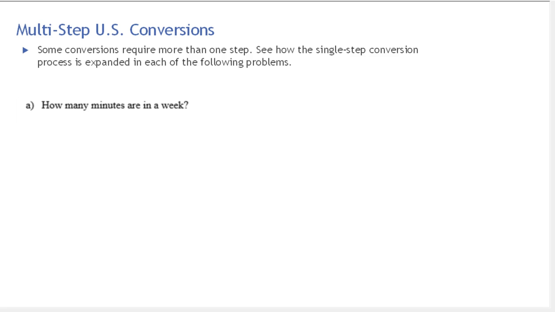Since weeks are bigger than minutes, I'm going to go from minutes to hours. So there's 60 minutes equals 1 hour. And then from hours, the next biggest unit is a day. So 24 hours equals 1 day. And then I know that there are 7 days in a week. 7 days equals 1 week.